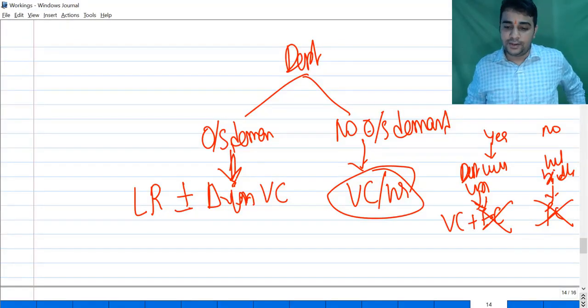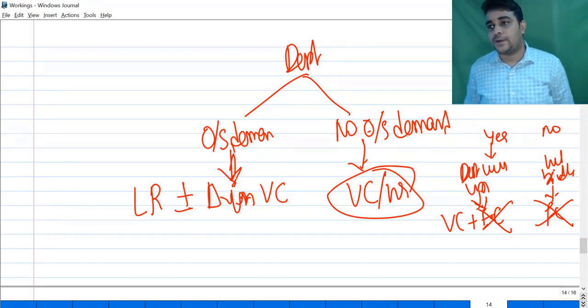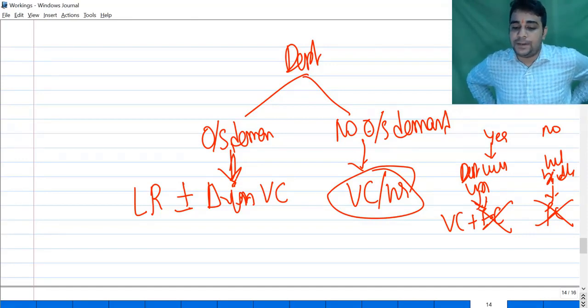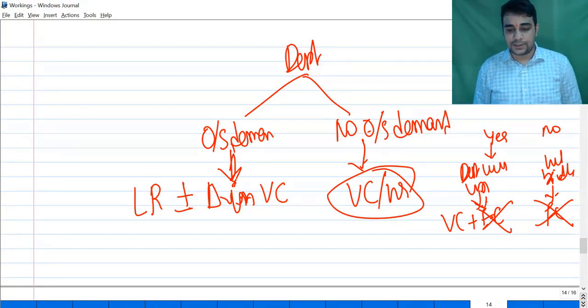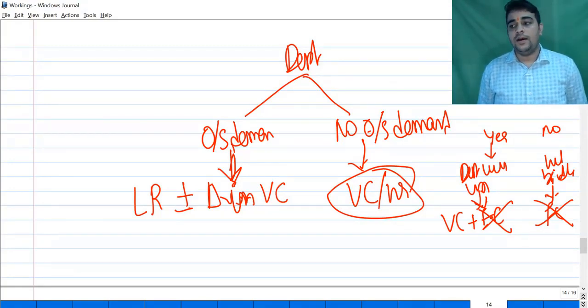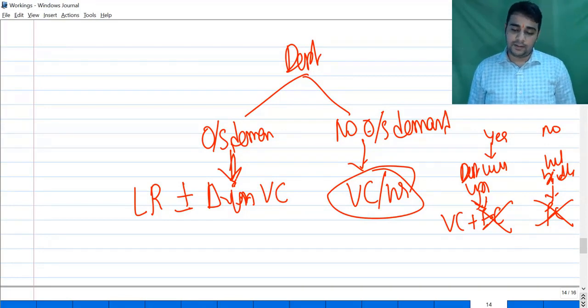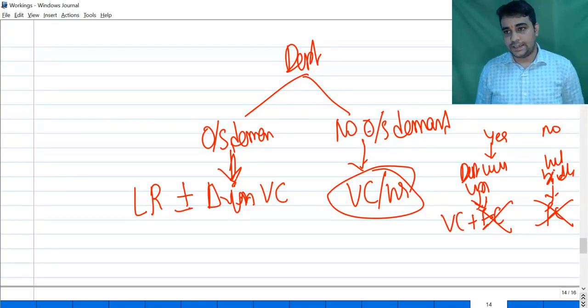After that, now write relevant cost of captive consumption. Captive consumption is internal use. Relevant cost of captive consumption splits into 2. One side has outside demand, the other side no outside demand.